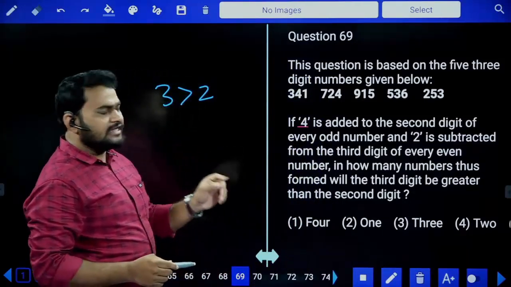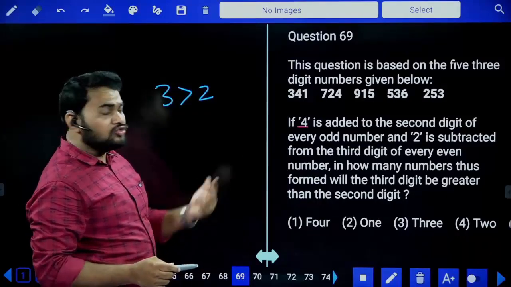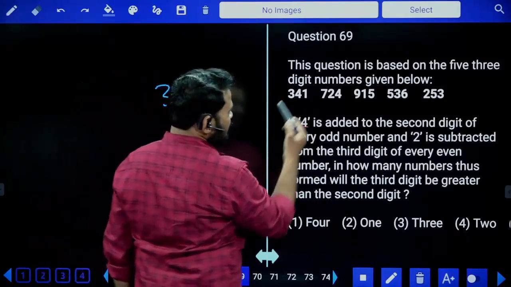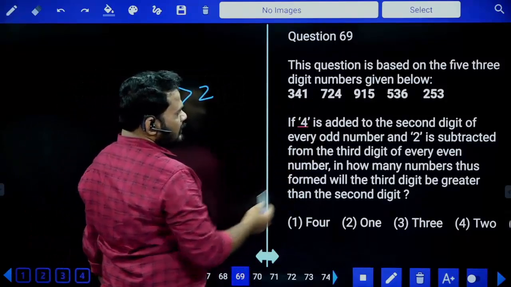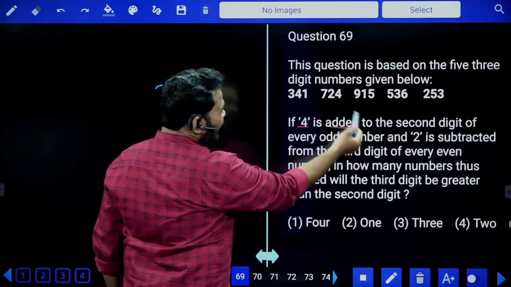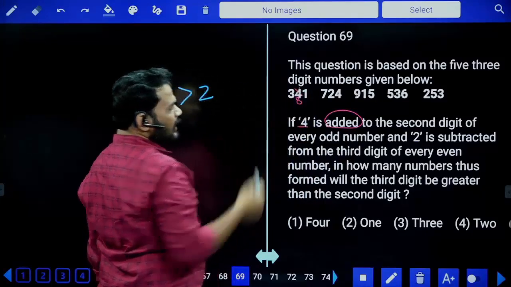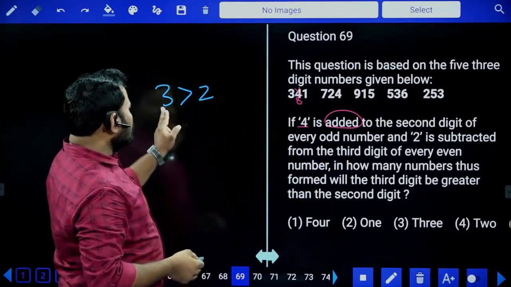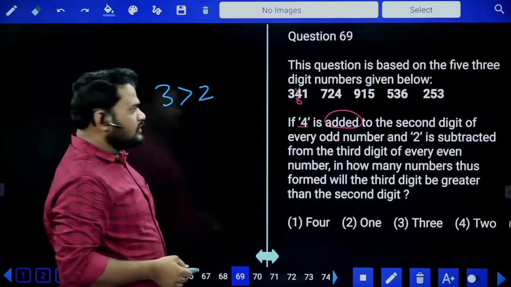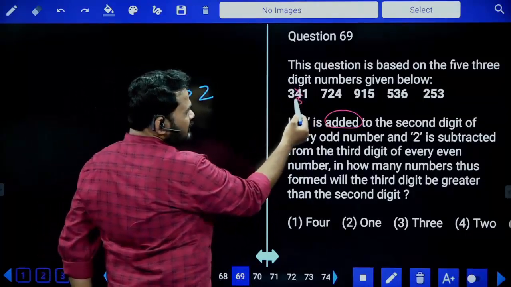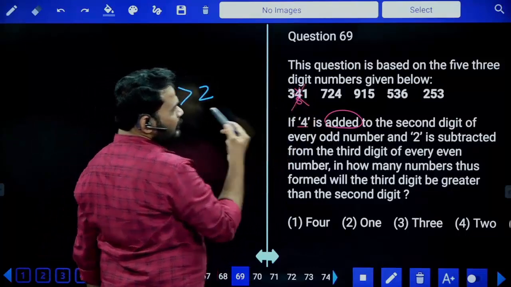Whatever the second digit of the odd number is, just add 4 to that number. So 341 is an odd number, and the second digit is 4. We need to add 4 to that 4. 4 plus 4 will be 8. The remaining digits stay as they are. And then the third digit must be greater than the second digit, but the third digit is 1. 1 is not greater than 8, so it is not valid.